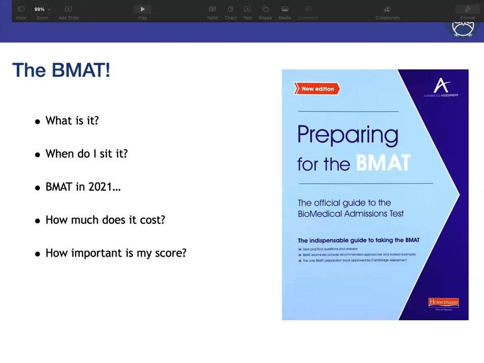When do you sit it? There's one date for sitting it. This year it's November the 3rd. So you'd be sitting next year. I'm not sure what that date would be, but it's typically 1 or 2 dates overall. What differs from the UCAT is that with the BMAT you only get your scores after you sit the paper.